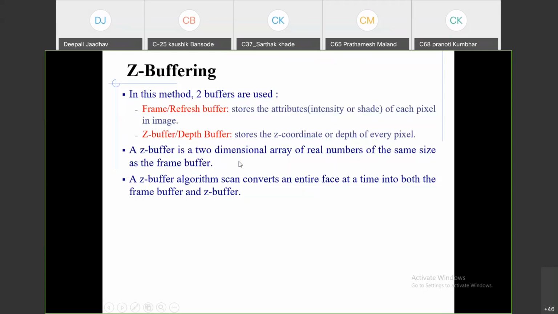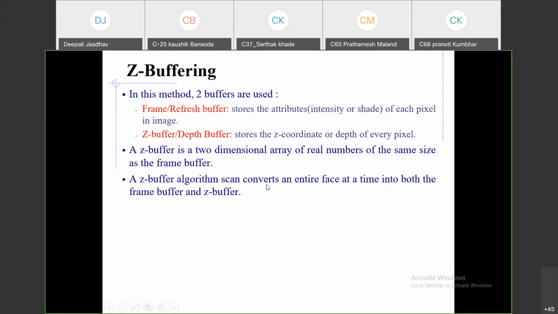A Z buffer is a two-dimensional array of real numbers of the same size as the frame buffer. Why? Because the same number of pixels are considered. If there are 100 pixels, the frame buffer stores the colors of 100 pixels, either a polygon color or a background color, and the Z buffer stores the Z values of those 100 pixels. That's why the size of the frame buffer and Z buffer is the same for every pixel, every surface, every polygon.